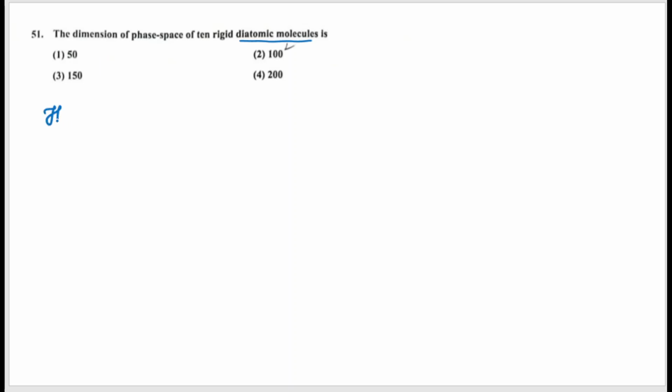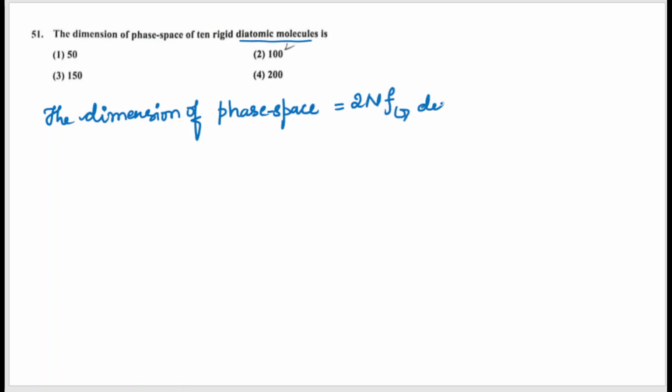The formula to find the dimension of phase space is given by the equation I'm going to write now. Phase space is equal to 2 times n into f, where f is the degrees of freedom, which we have studied in the lower classes, and n is the number of molecules. The number of molecules in this question is 10.